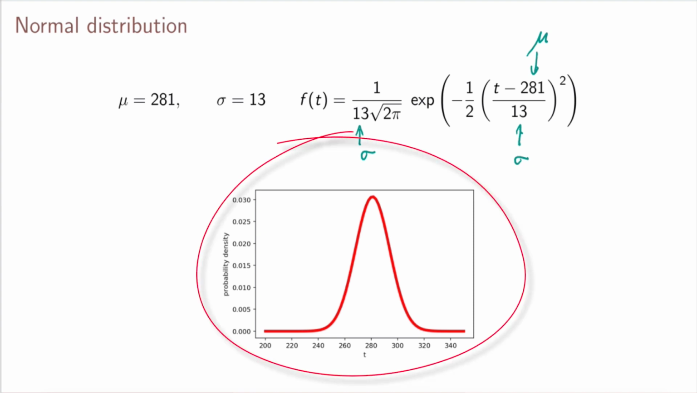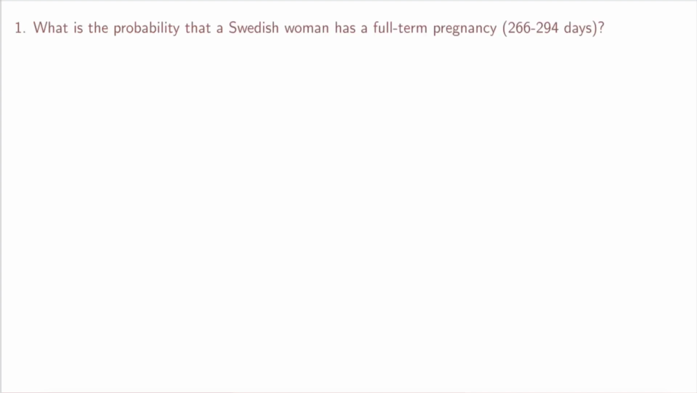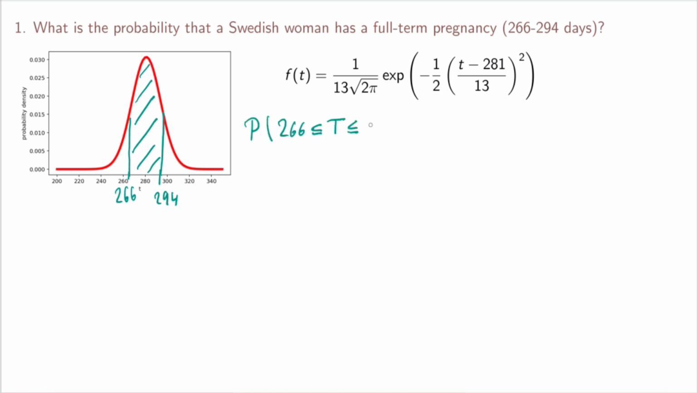And here I draw the curve of the probability density function f. What did we have to do? What is the probability that a Swedish woman has a full-term pregnancy, meaning between 266 and 294 days? This means, again, we want to have an area under the curve. So let's say this is 266. And then the other limit is 294. And so we are interested in this area. This gives a probability. P of 266 less or equal T less or equal 294. So the integral from 266 to 294 of this monster formula.